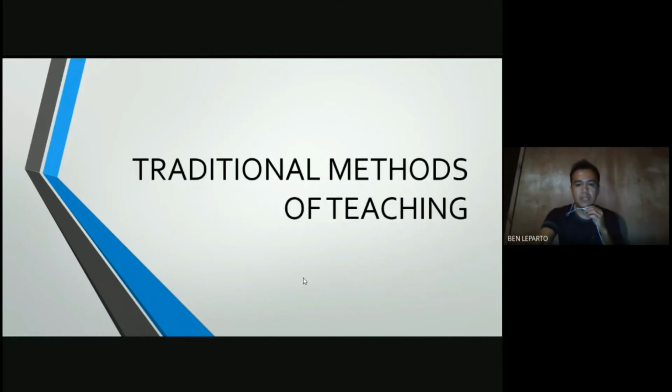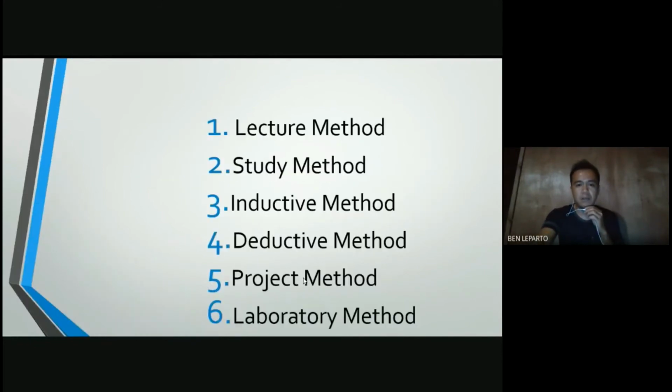Today we will discuss traditional and progressive methods of teaching. In traditional methods of teaching, there are six examples. Number one is the lecture method. Number two is the study method. Number three is the inductive method. Number four is the deductive method. Number five is the project method. And number six is the laboratory method.